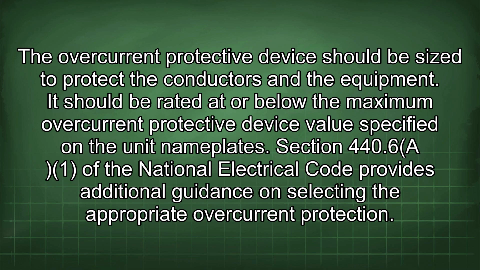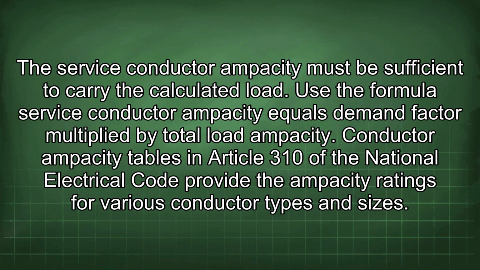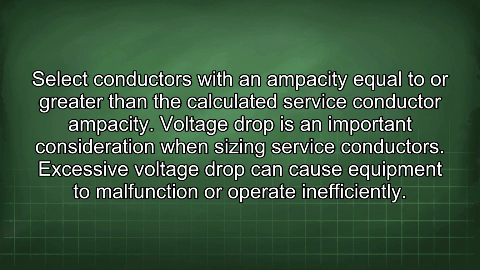Section 440.6a of the National Electrical Code provides additional guidance on selecting the appropriate overcurrent protection. The service conductor ampacity must be sufficient to carry the calculated load. Use the formula: service conductor ampacity equals demand factor multiplied by total load ampacity. Conductor ampacity tables in Article 310 of the National Electrical Code provide the ampacity ratings for various conductor types and sizes. Select conductors with an ampacity equal to or greater than the calculated service conductor ampacity.